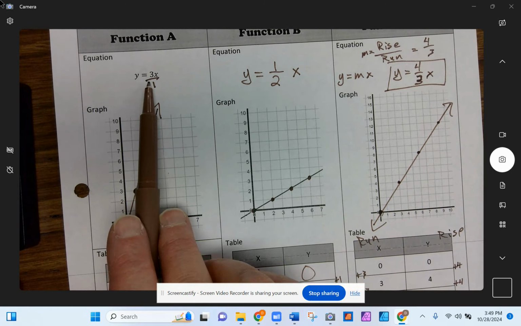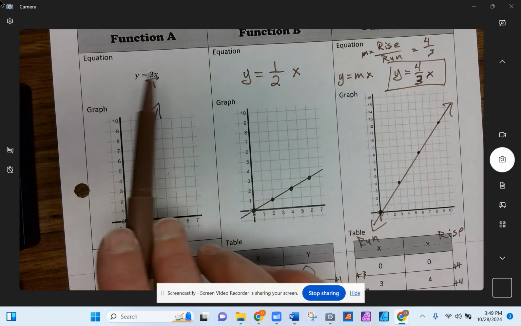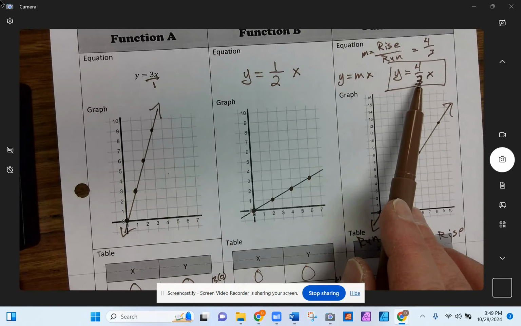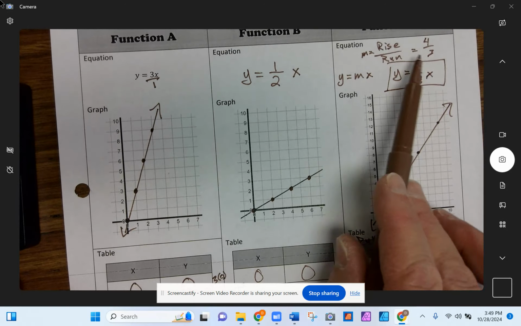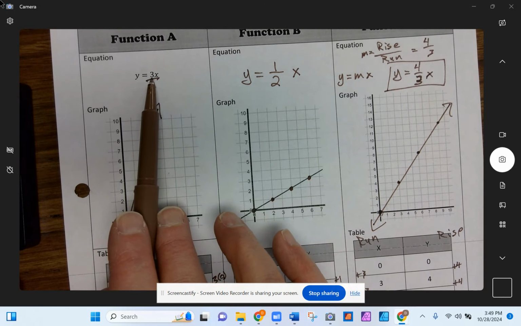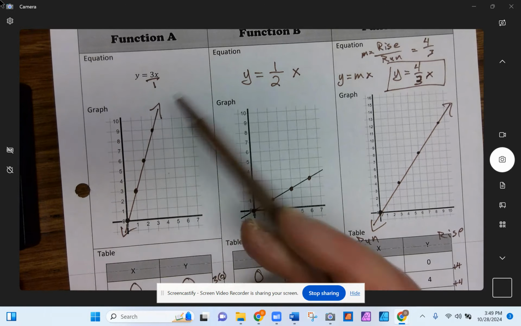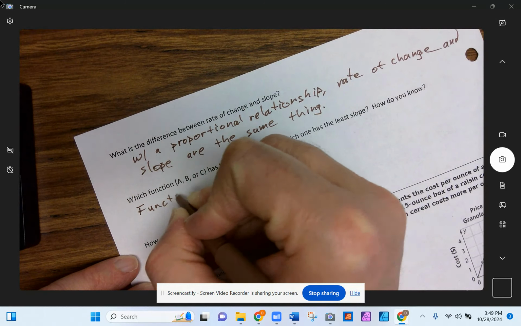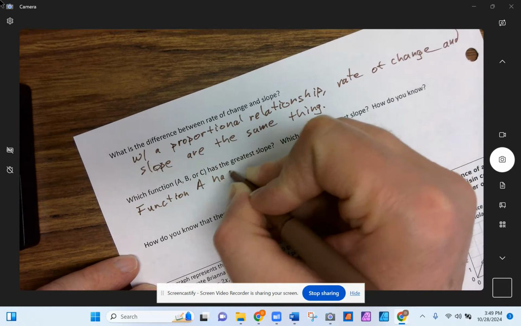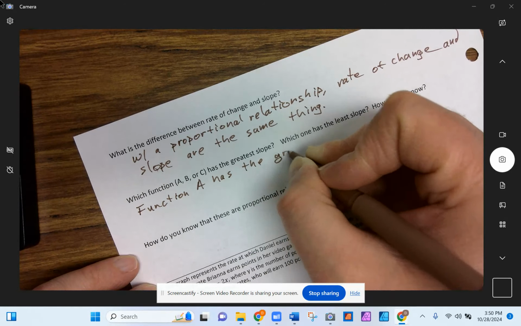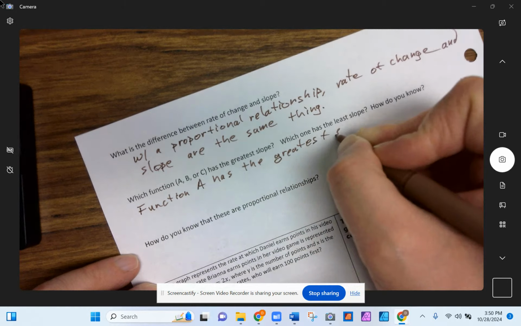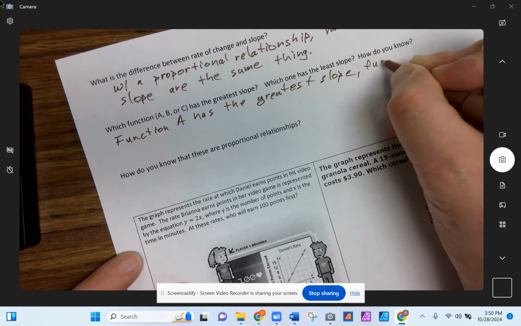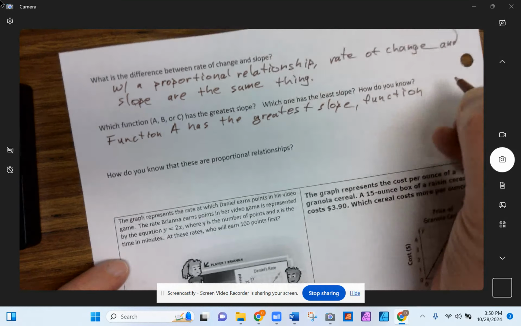And you can also see that 3 is bigger than 1/2, and 3 is also bigger than 4/3, right? Because this is 1 1/3 if we talk about it as a fraction. So the biggest number for the slope means that the line is steeper. So function A has the greatest slope. 1/2 is the smallest value, so function B has the least slope. Maybe a weird way to say it, least slope, less steep.